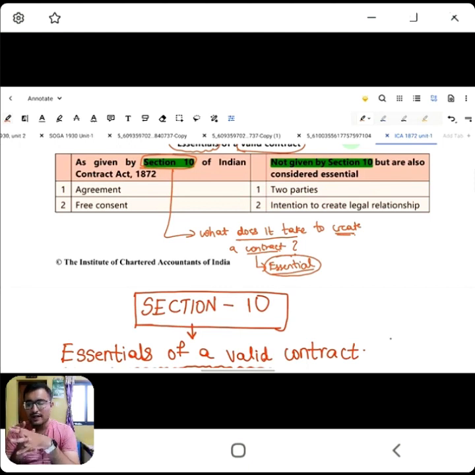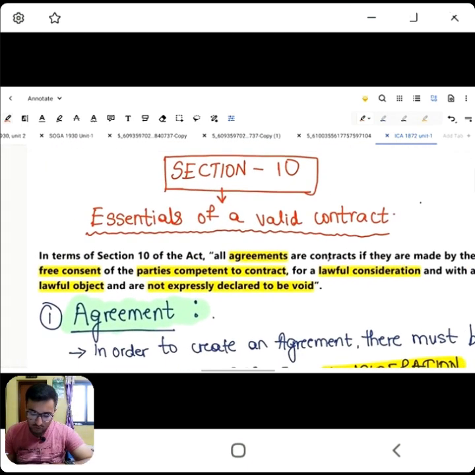It becomes a contract. This is like an unstructured understanding which we have obtained of a contract. It is a very informal, logical understanding which I've given you. Now we are going for a much more technical understanding of what it takes to create a contract. Section 10 tells us that in order to create a contract, you must have six conditions in your transaction to call it a contract.